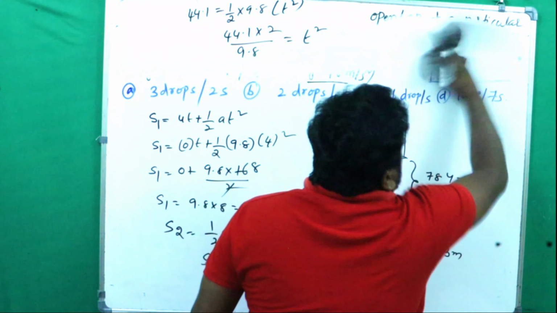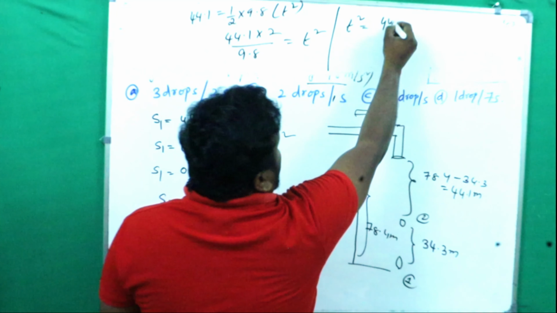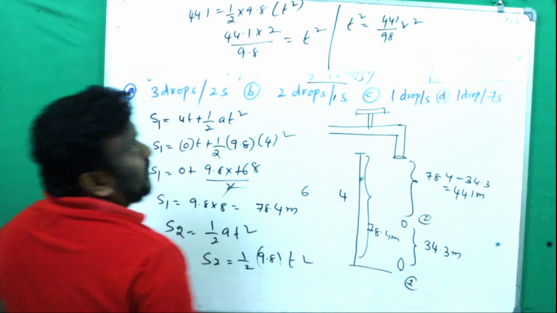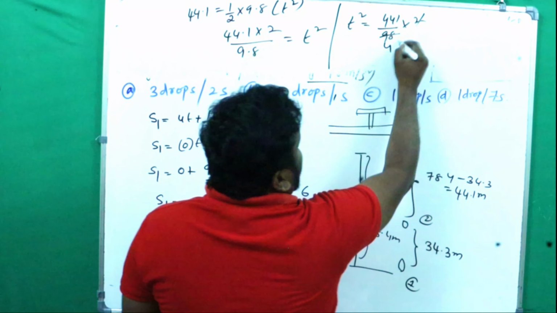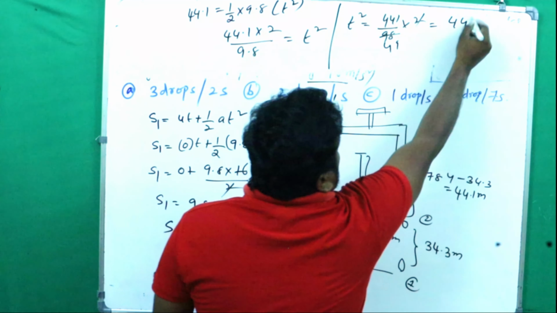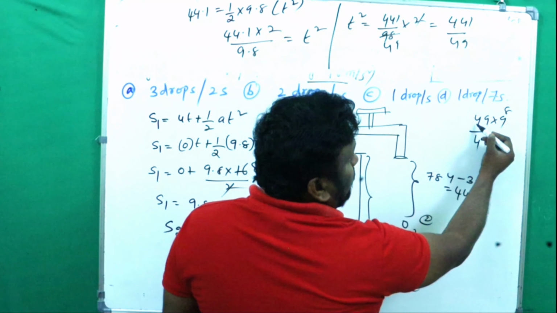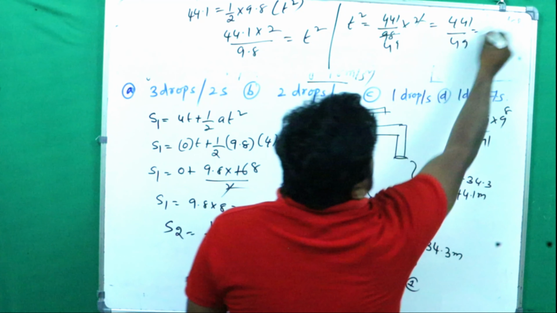So then t square is equal to 441 by 98 into 2. 2 ones are 2, 49 2s are 98. That is equal to what? 441 by 49. 49 nines are 441, so obviously that is 9.